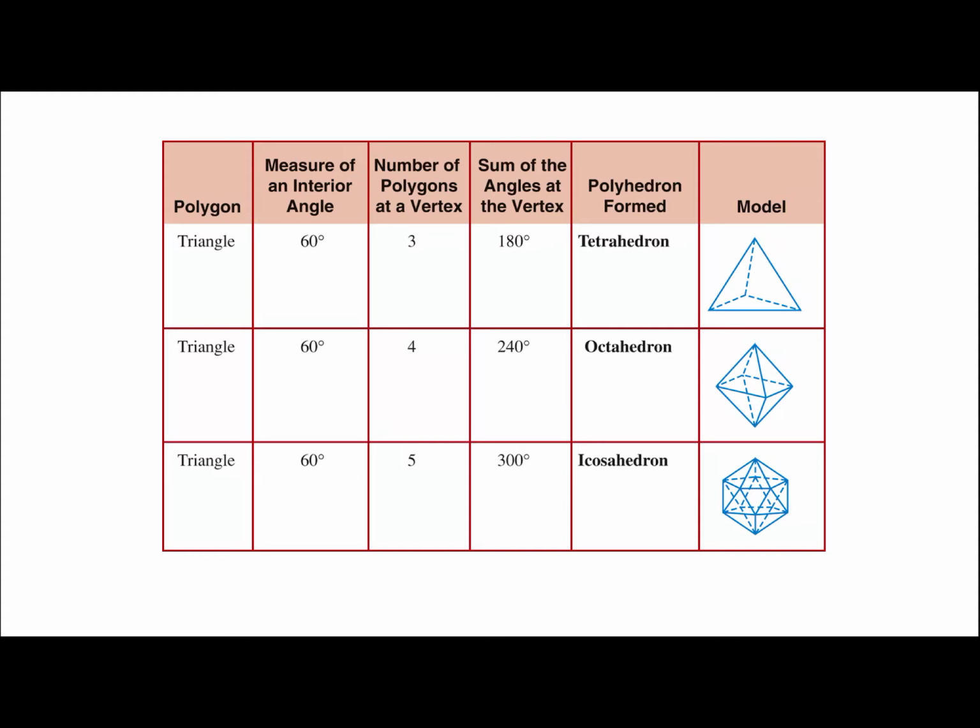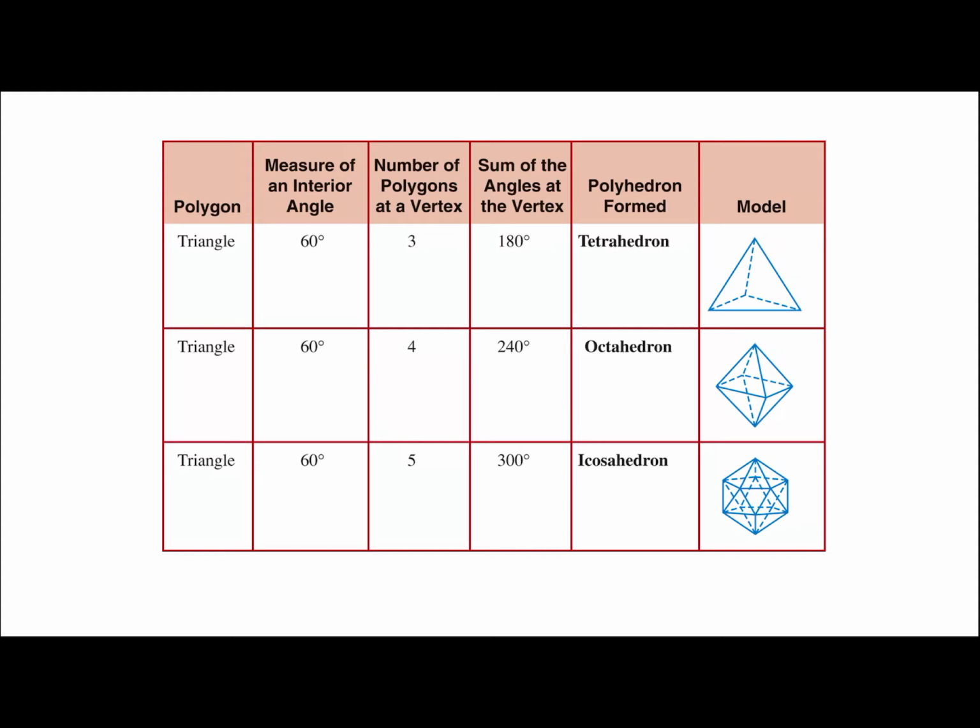All right, so let's talk about this little chart here. What I like about this chart is it gives us a polygonal shape, interior angle measurements. It gives us the number of polygons at a vertex, and then the sum of the angles at the vertex, and then what polyhedron would be formed. And so if you use a triangle as your face, a regular triangle, each of the interior angles is 60 degrees. We know that because it's equilateral, or equiangular.